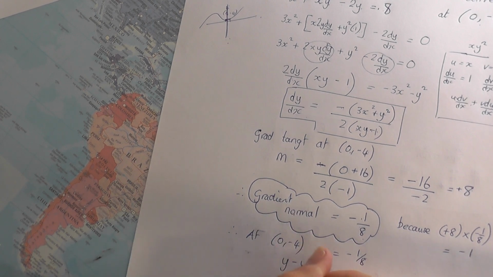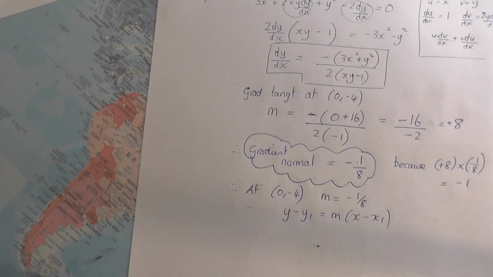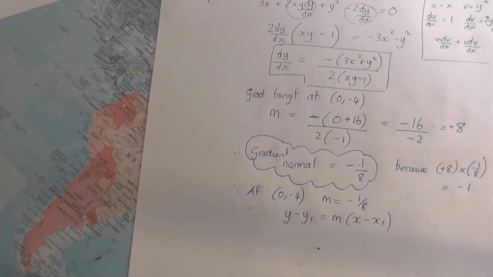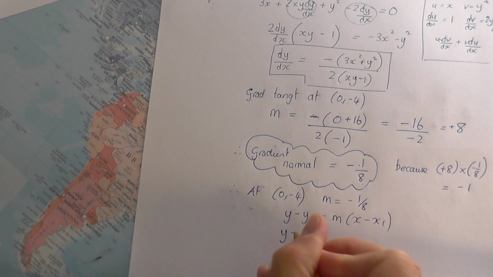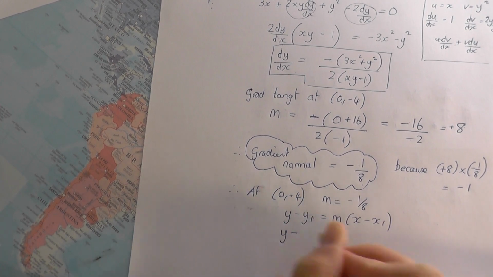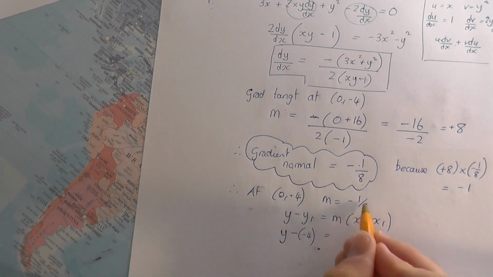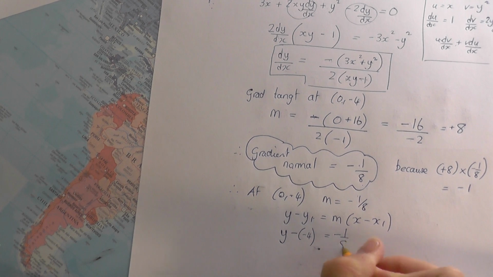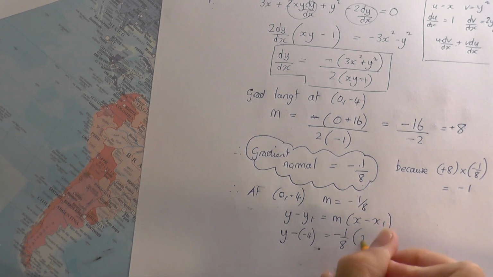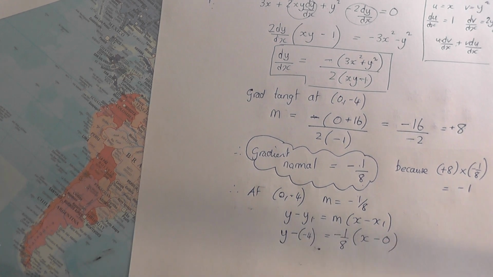We use y minus y1 equals m times (x minus x1), which is the equation that we use from coordinate geometry to work out the equation of a straight line. Sub in. Well, it's y minus y1. y1 is the y coordinate of this point. That's -4, so you get a double negative going on. Equals m. m is the -1/8 that we've just worked out. x, take away x1, that's the 0 of the point we're given.